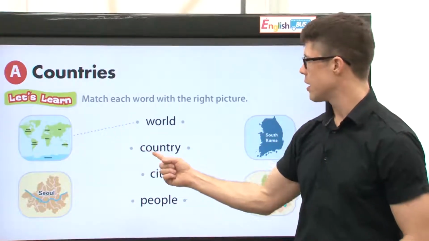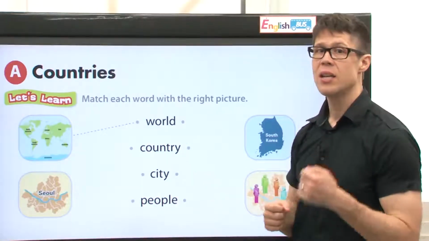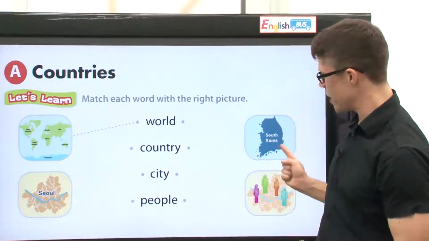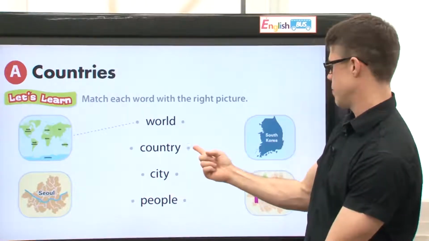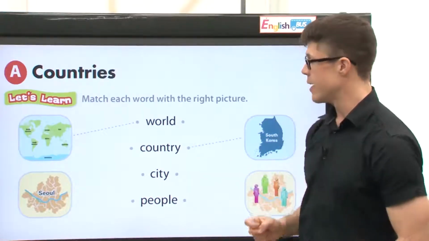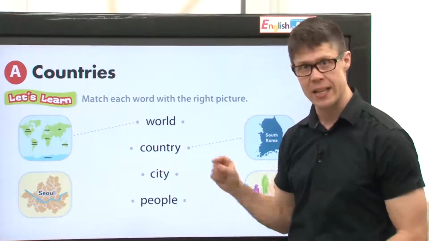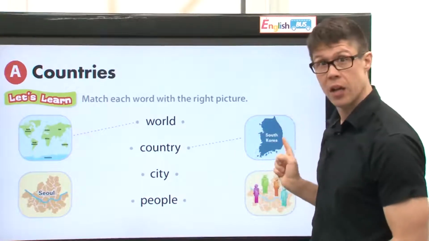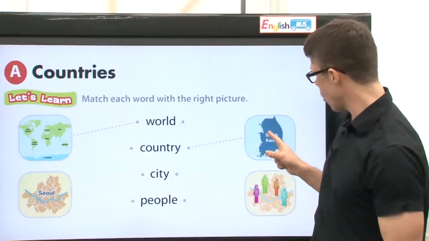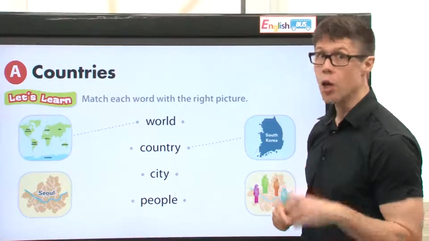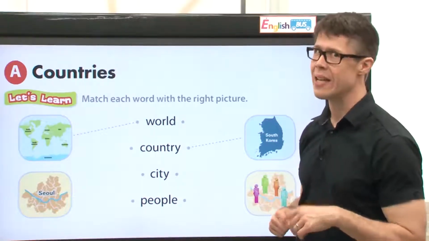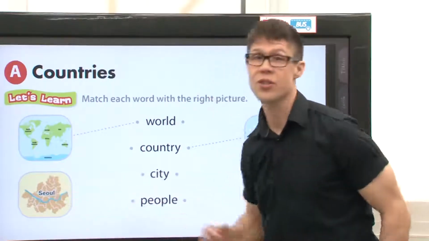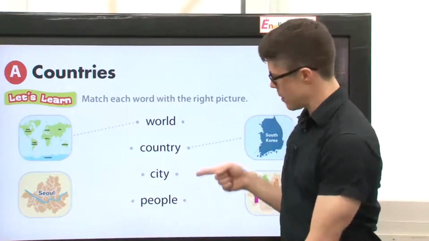Next, we have country. All right? Korea is a country. Here is South Korea. It's a country. Ding! Next, we have a city. A city is one place inside a country. All right? Seoul is a city in Korea. New York is a city in the USA. Here is Seoul. Seoul is a city.